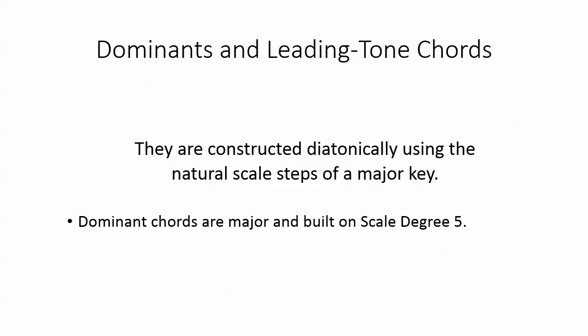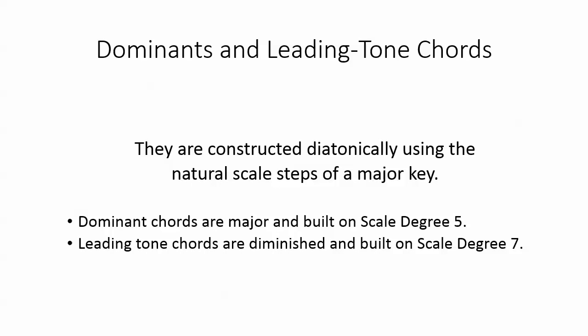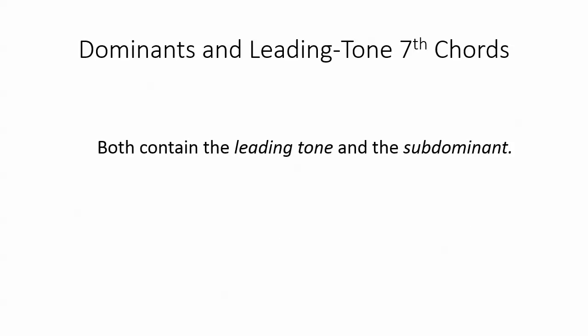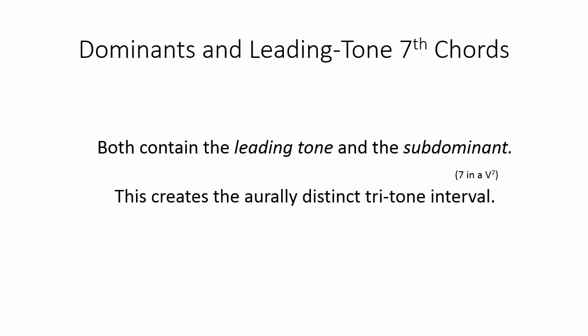Dominant chords are major and they're built on scale degree 5, or the dominant, while leading tone chords are diminished and built on scale degree 7, or the leading tone. The dominant 7 chord and the leading tone chord both contain the leading tone and the subdominant, or scale degrees 7 and 4. This creates the aurally distinct tritone interval, which sounds dissonant and we want to hear resolve. This need for resolution is one of the defining characteristics of tonal music.